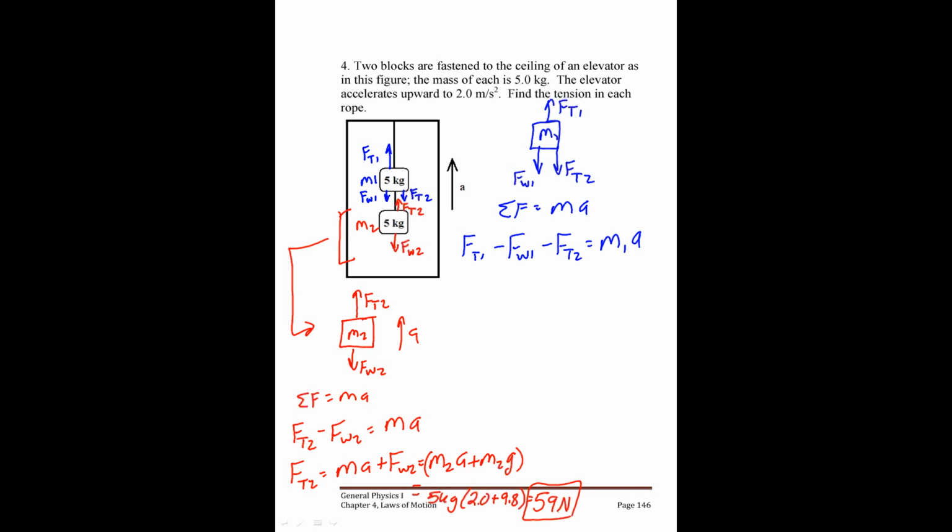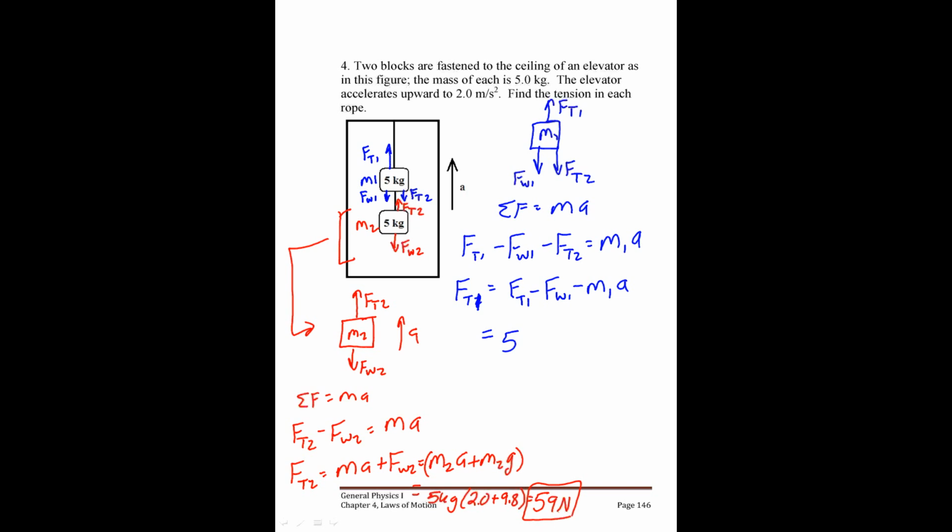So this doesn't matter if you get your masses mixed up. But if they had different masses, you have to be very careful to make sure that you get your M1 and your M2 straight, so that you get the appropriate number. If I'm talking about block 1, I always use M1. If I'm talking about block 2, I always use M2. All right, so I'm looking for FT2, so I'm just going to solve this for FT2 is equal to FT1 minus FW1 minus M1A. All right, so I know FT1, it's 50, or excuse me, I'm looking for FT1.